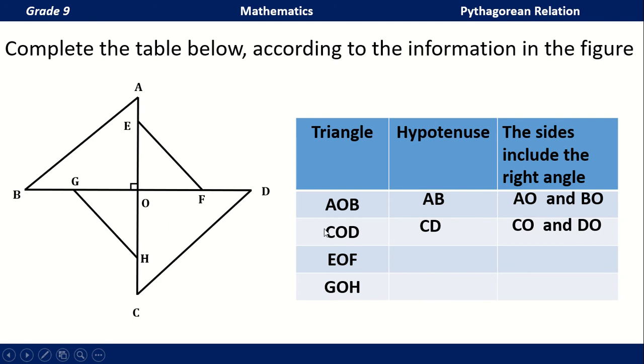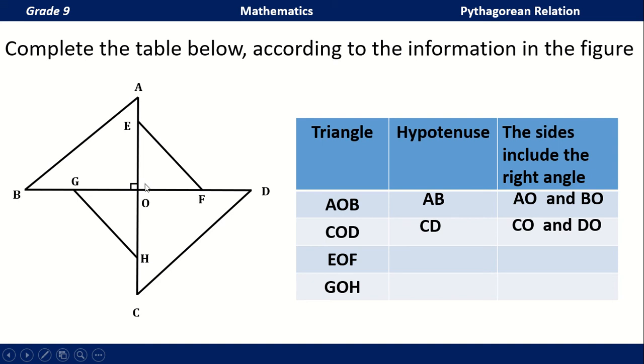And the third one, the EOF triangle. Now let's find EOF. Here is the EOF triangle. Since the right angle is not mentioned, we have to find out whether it is a right angled triangle or not. According to your previous knowledge, adjacent angles on a straight line add up to 180. You have been given one angle as 90 here, so the other should also be 90 to make 180. So this is a right angle.